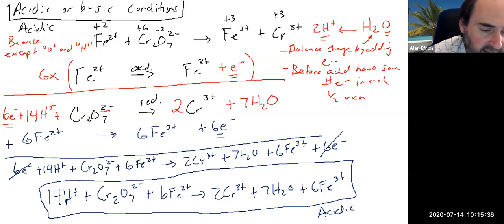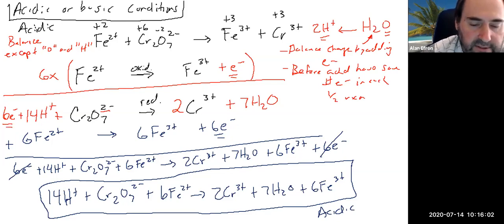So if we look at it, we have 14 H's on the left, 14 H's on the right, 2 Cr's on the left, 2 Cr's on the right, 7 oxygens on the left, 7 times 1 is 7 on the right, 6 irons on the left, 6 on the right. So it is balanced in terms of a regular equation, the exact same number of elements on each side.